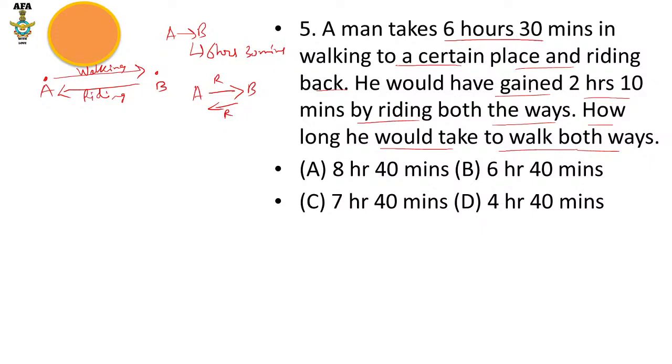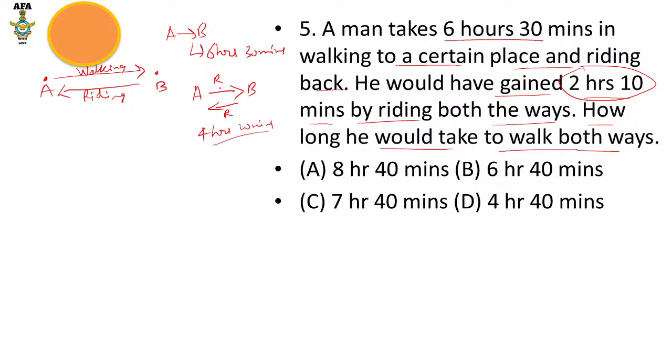Suppose he is riding both the ways, he would have gained 2 hours 10 minutes. So in one way he would get 2 hours 10 minutes. In both the ways he will gain 4 hours 20 minutes. In one way he is gaining 2 hours 10 minutes, in both the ways he will gain 4 hours 20 minutes. How long he would take to walk both the ways?